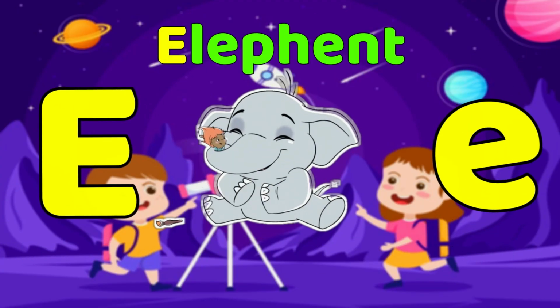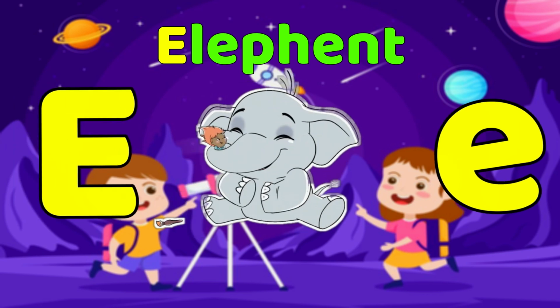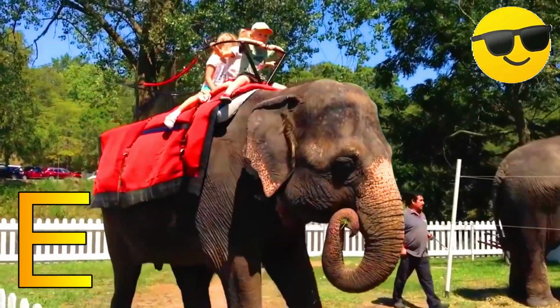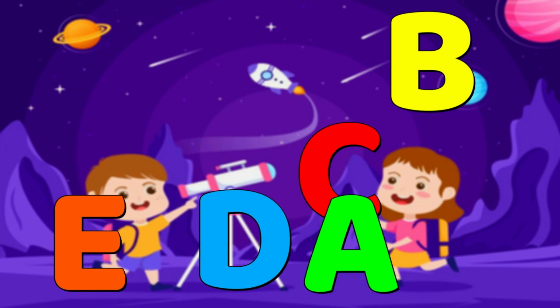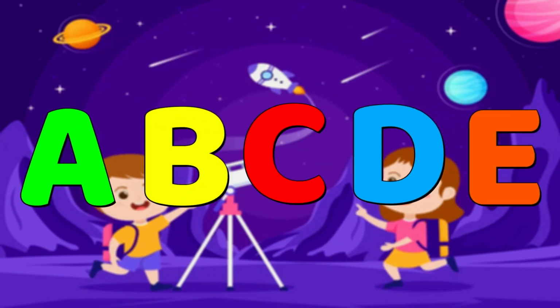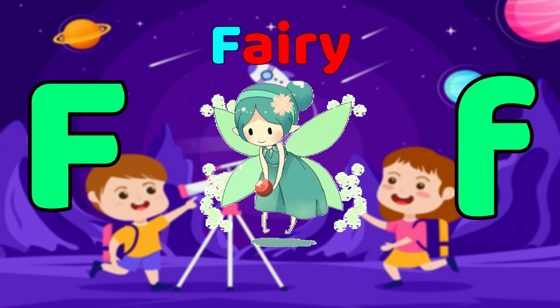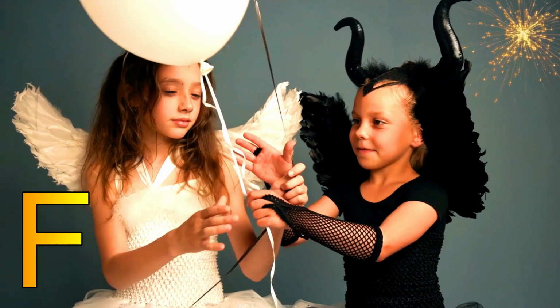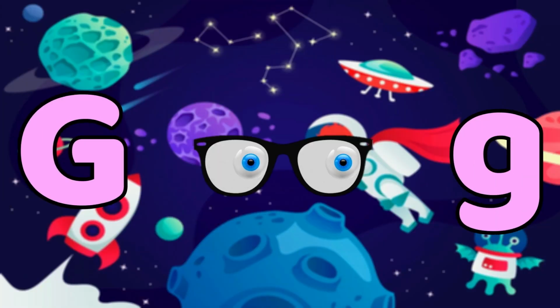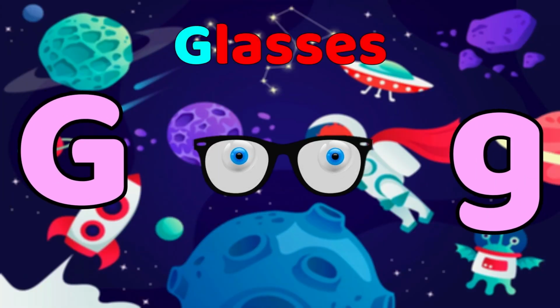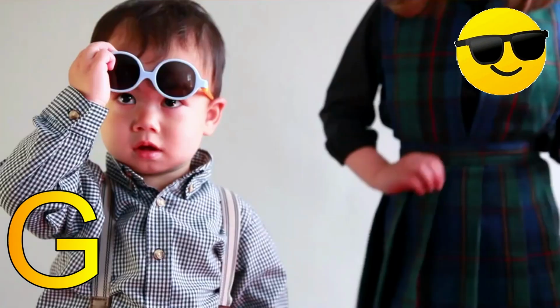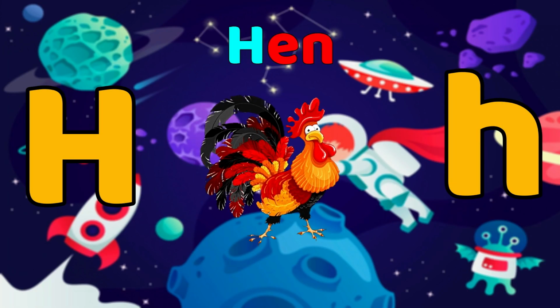E is for elephant, elephant, elephant. F is for fairy, fairy, fairy. G is for glasses, glasses, glasses. H is for hand.